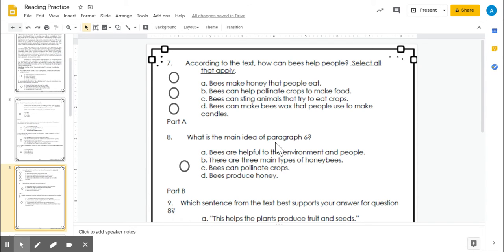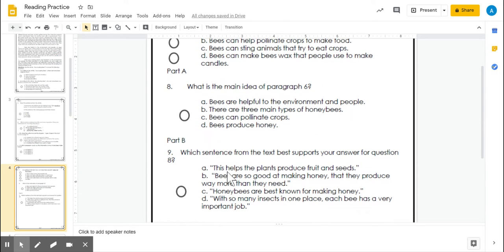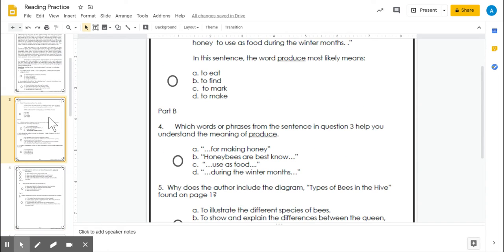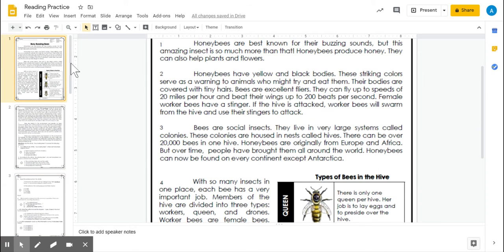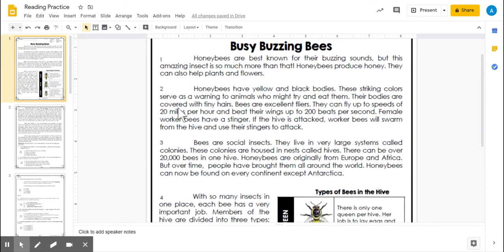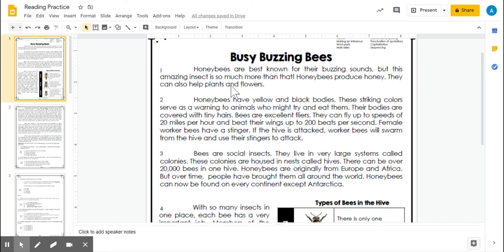What is the main idea of paragraph 6? And what sentence from the text best supports your answer? So there's a lot of different things that we were asked to think about. So we're going to try and remember about those while we read. So I'm just going to start it off for you, and then you are going to finish on your own.